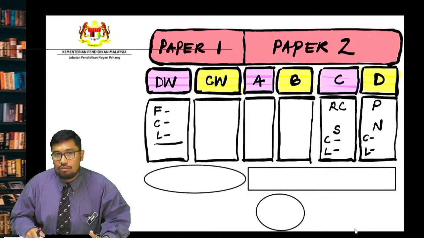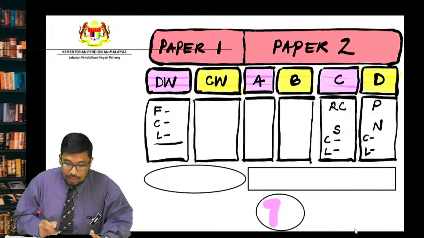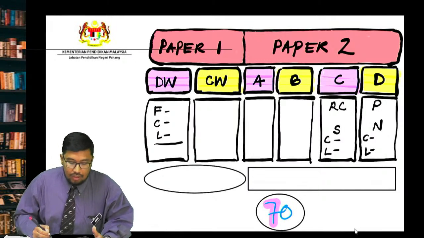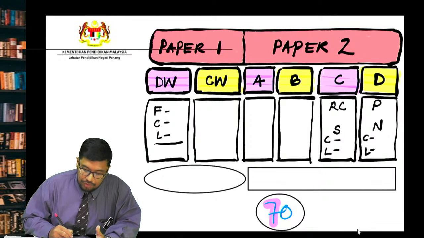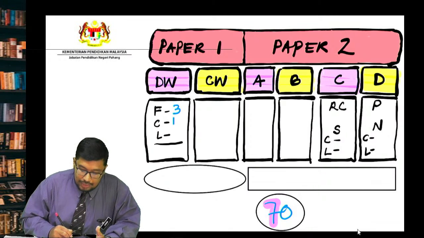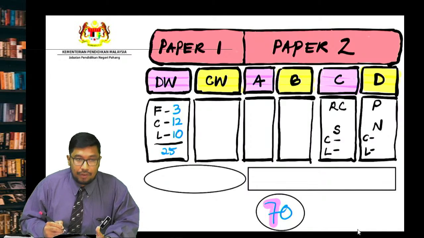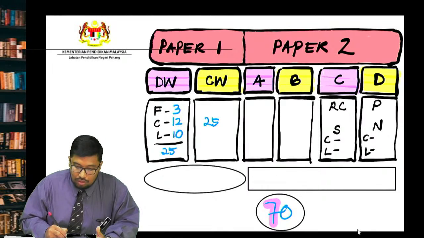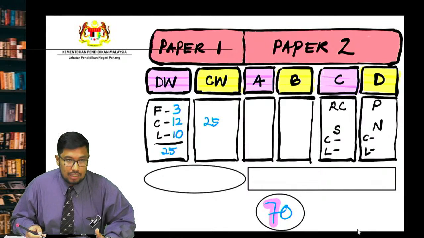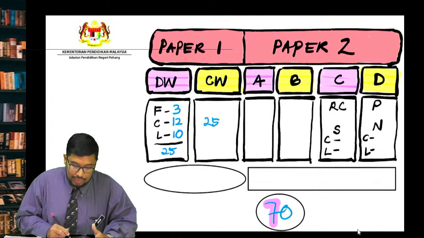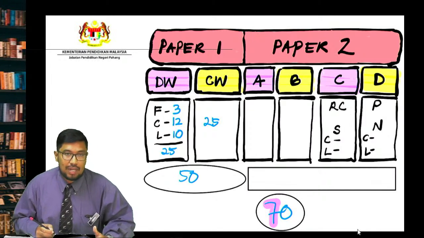In order for you to score 70 marks for English, for DW format, you have to score 3 marks. For content, you need to get all the content points, and language should be a minimum of 10. Total of 25 for your DW. And for your CW, you must also score a minimum of 25 marks. So when you add these two sections together, it comes to a total of 50 marks.